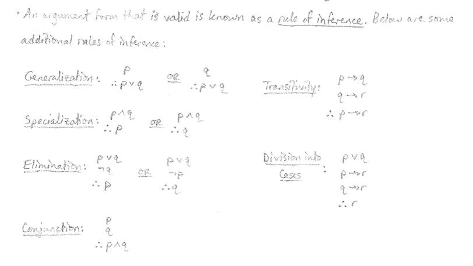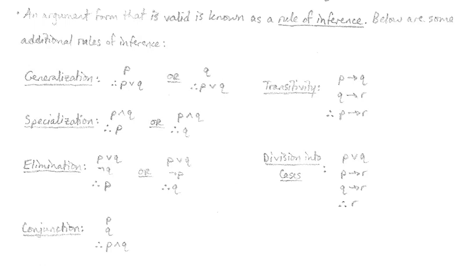So from 2 videos back, we talked about modus ponens and modus tollens, 2 valid argument forms that come up quite a bit. In general, an argument form that is valid is known as a rule of inference. So in addition to modus ponens and modus tollens, we have some other rules of inference. They are listed below here.